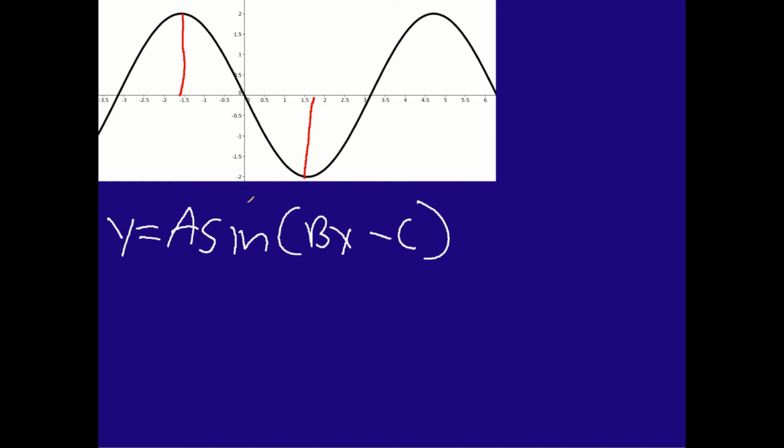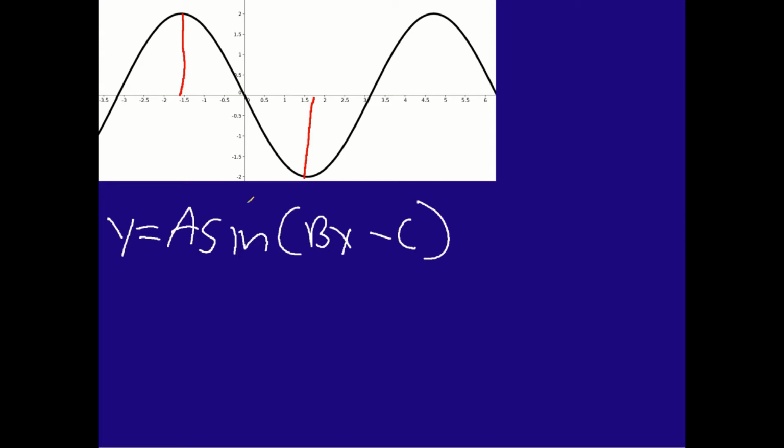We talked about the period last time. To figure out what the period is, you do 2 pi over the absolute value of b. If that value is greater than 1, as we've already talked about, then the period is less than 2 pi, so it's compressed. If b is less than 1, it means that the period is greater than 2 pi, so it's going to be stretched out.